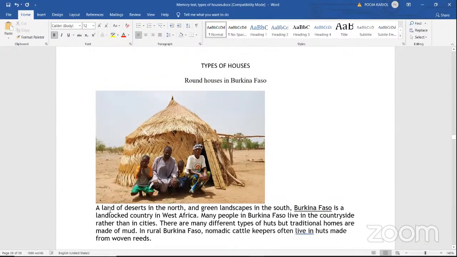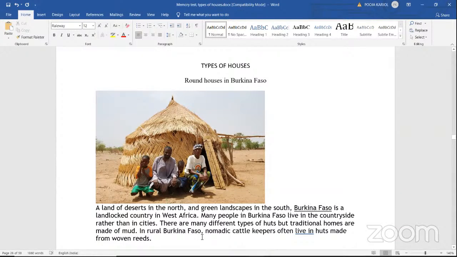Okay, see, round houses, okay, where is it from? Land of deserts in the north and green landscapes in south. Burkina Faso is a landlocked country in West Africa. Okay, it's a country in West Africa. And they live in countryside. Almost all of them live in countryside, and it is a rural area kind of, okay. Their huts, these can be termed as huts, but they are traditional homes made of mud. Okay, the inside of it is covered in mud, especially the roof part, okay, to keep it stable.